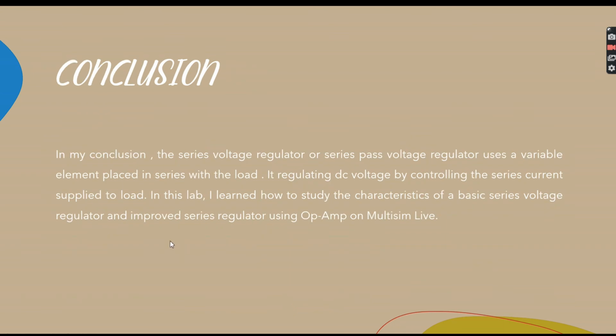Conclusion. In my conclusion, the series voltage regulator, or series pass voltage regulator, uses a variable element placed in series with the load. It regulates DC voltage by controlling the series current supplied to the load. In this lab, I learned how to study the characteristics of a basic series voltage regulator and an improved series regulator using an op-amp on Multisim Live.